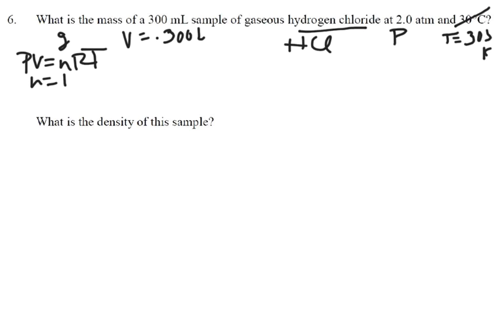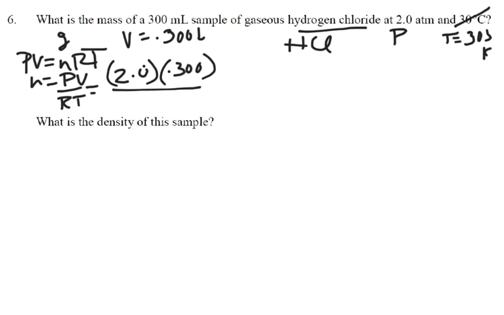N equals PV over RT. I'm going to be a little tight on space, so I'm going to leave off my units this time. So my pressure is 2 atmospheres. My volume is 0.3 liters. My value of R, since I'm using atmospheres, is 0.0821. And my temperature 303 Kelvin.